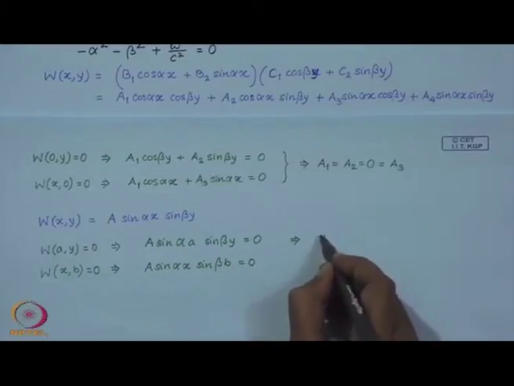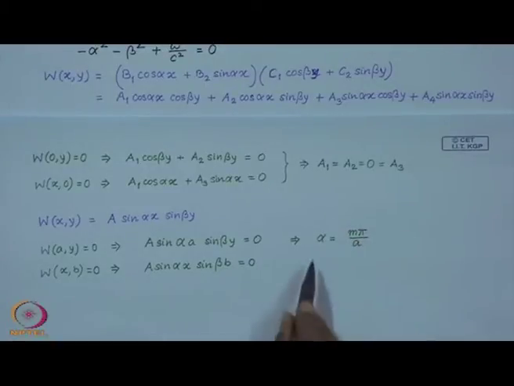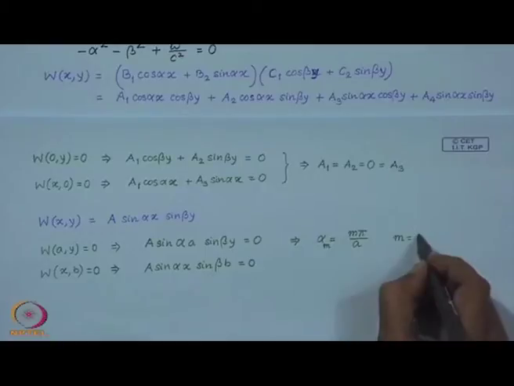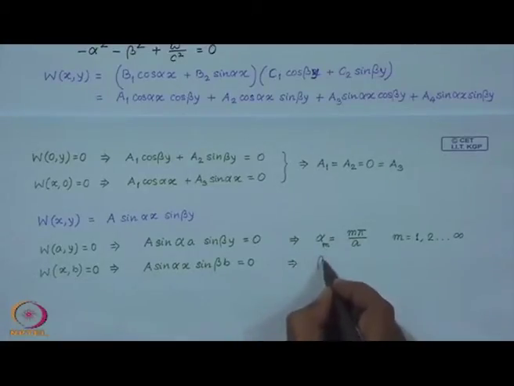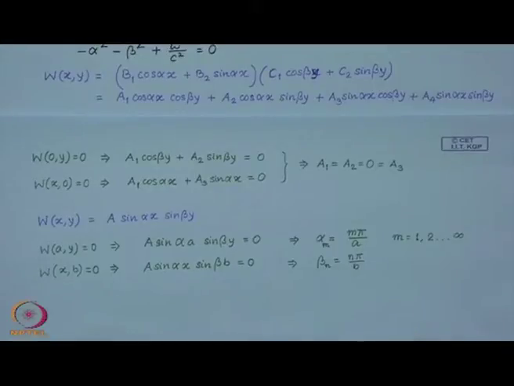So, therefore, alpha must be m times pi over a. So, this gets indexed, and there are infinitely many values of alpha m, and similarly from here this gets indexed by n, and there are infinitely many values of beta n.